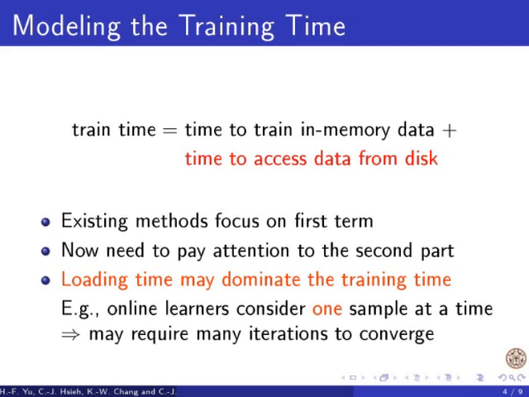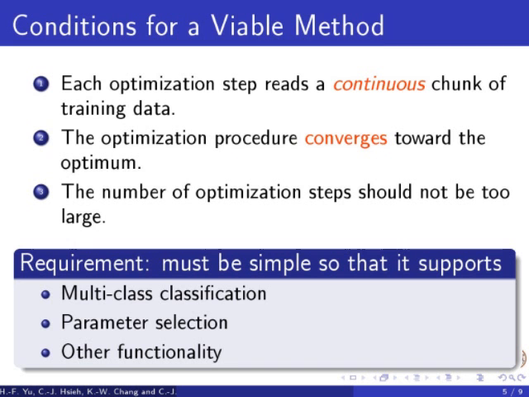The design of the existing methods usually focuses on the first part. However, now we need to pay attention to the second part, as the loading time may dominate the training time. For example, in online learning, a learner considers only one sample at a time. Therefore, they can only apply a simple update rule on the sample. This setting may require many iterations to converge. Therefore, when an online learner loads data from disk at each step, disk I/O becomes the bottleneck of the training process.